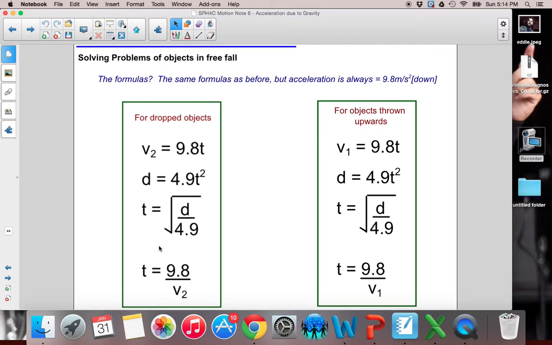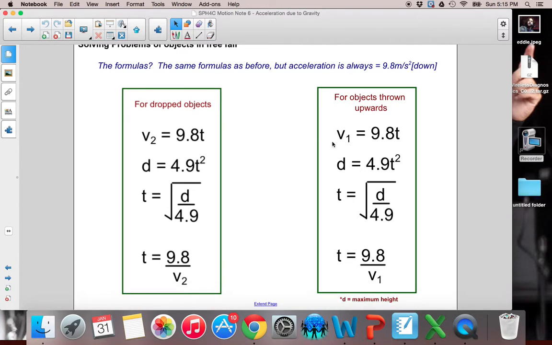Okay? The time, that's the distance falling bit. The time to fall is the square root of distance over 4.9, or, depending on what information you have, it's the final speed over 9.8. Okay? In the opposite direction, here are the formulas. They're similar. But if you're throwing something upwards, it has a set of formulas, and if you're throwing them downward, it has a set, for your calculations. And you see I have d is maximum height in this case.